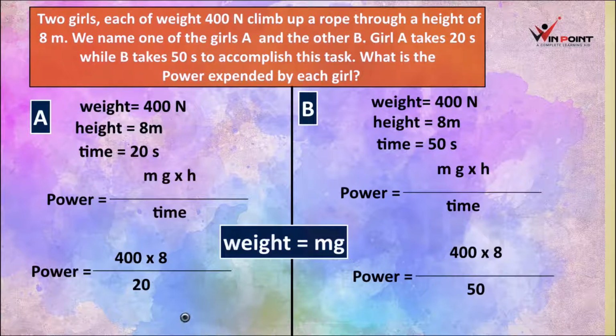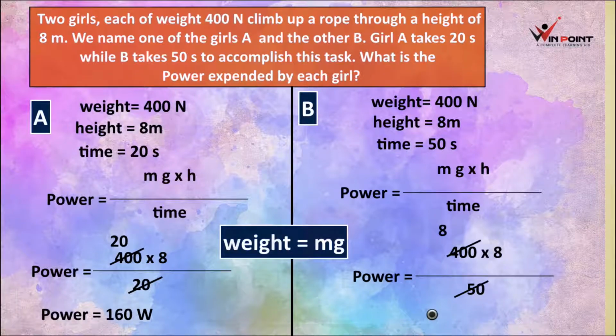Now we can cancel this 20 and 400. If we cancel that, there will be 20. Then 20 into 8 equal to 160 watt. Here we can cancel this 50 and 400. If we cancel that, 8 into 8, 64 watt. So who is having more power? The girl A is having more power.